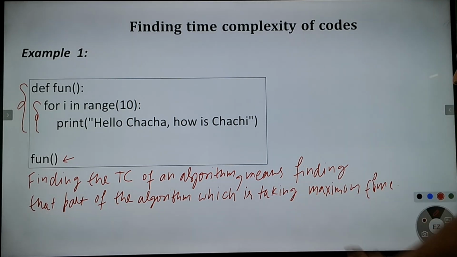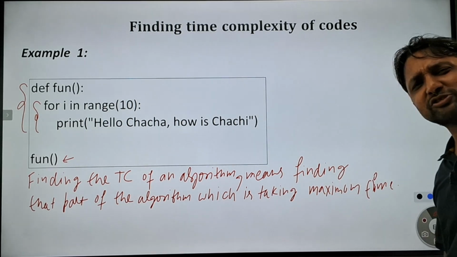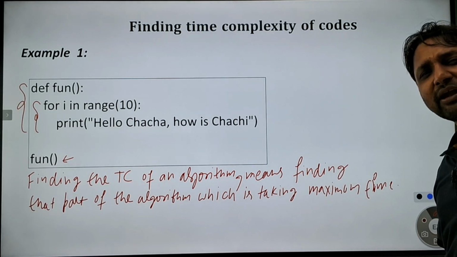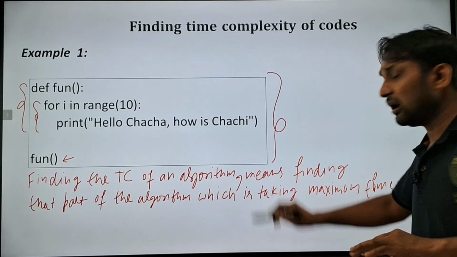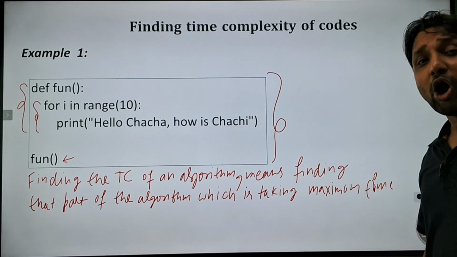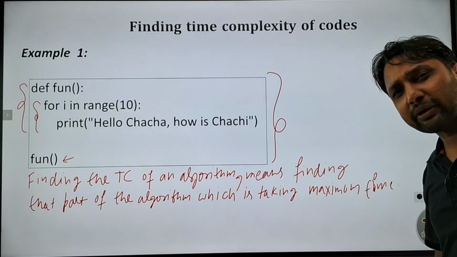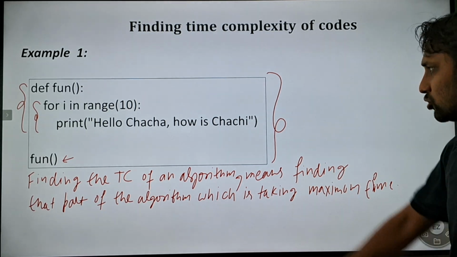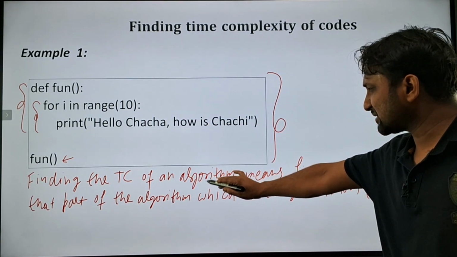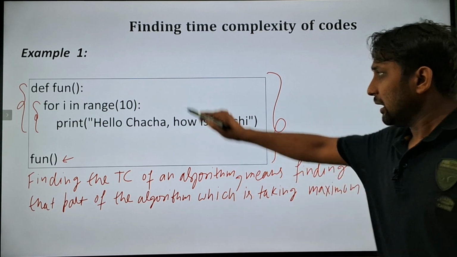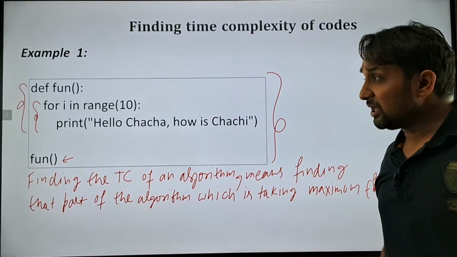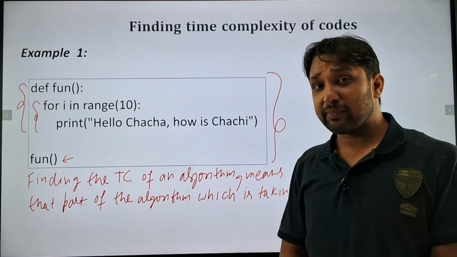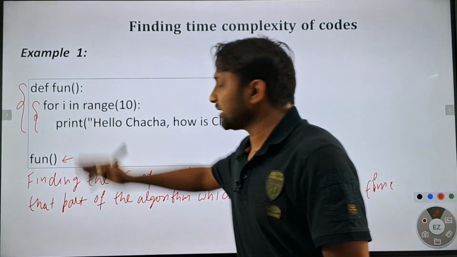What this definition says is that if you want to find out the time complexity of any code, find out that part in the complete code which is taking maximum time. How much that part is taking, that is the time complexity. So in this code, if I apply this definition, which part is taking maximum time? Here this loop is taking maximum time.